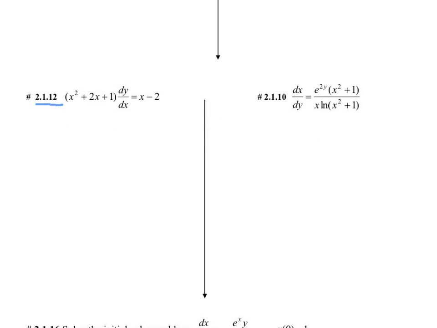Another exercise is exercise 12. You see here you have dy dx equal to a function of x only. When a first order differential equation is equal to a function of x only or a function of y only, it must be separable because there is nothing to separate really. So here you can write dy equal x minus 2 divided by x squared plus 2x plus 1 dx, and then integrate both sides.